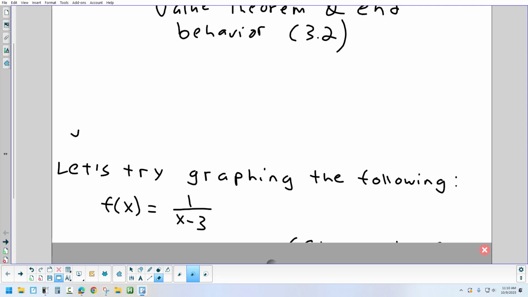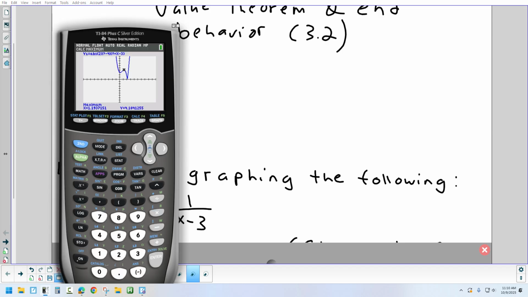1 divided by x minus 3. Okay, so let's just type it in. Whenever a numerator or denominator has more than one term, you always use parentheses. So you want to make sure you type it in just like that.